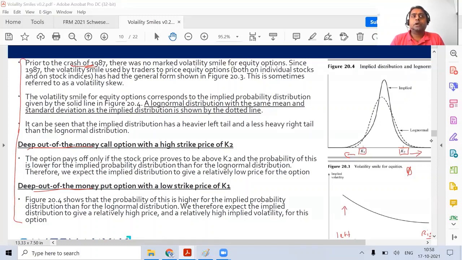Sanjana, explicitly we can see that the put price will be higher. So the equity put price, the market price, will be higher because it takes into consideration that in reality, the probability is higher on the left hand side. You cannot say that the put is better than call. No, that is not a discussion. The discussion is that the real price of the put option is going to be slightly higher than the price calculated as per BSM or the log normal distribution. Right, Sanjana?